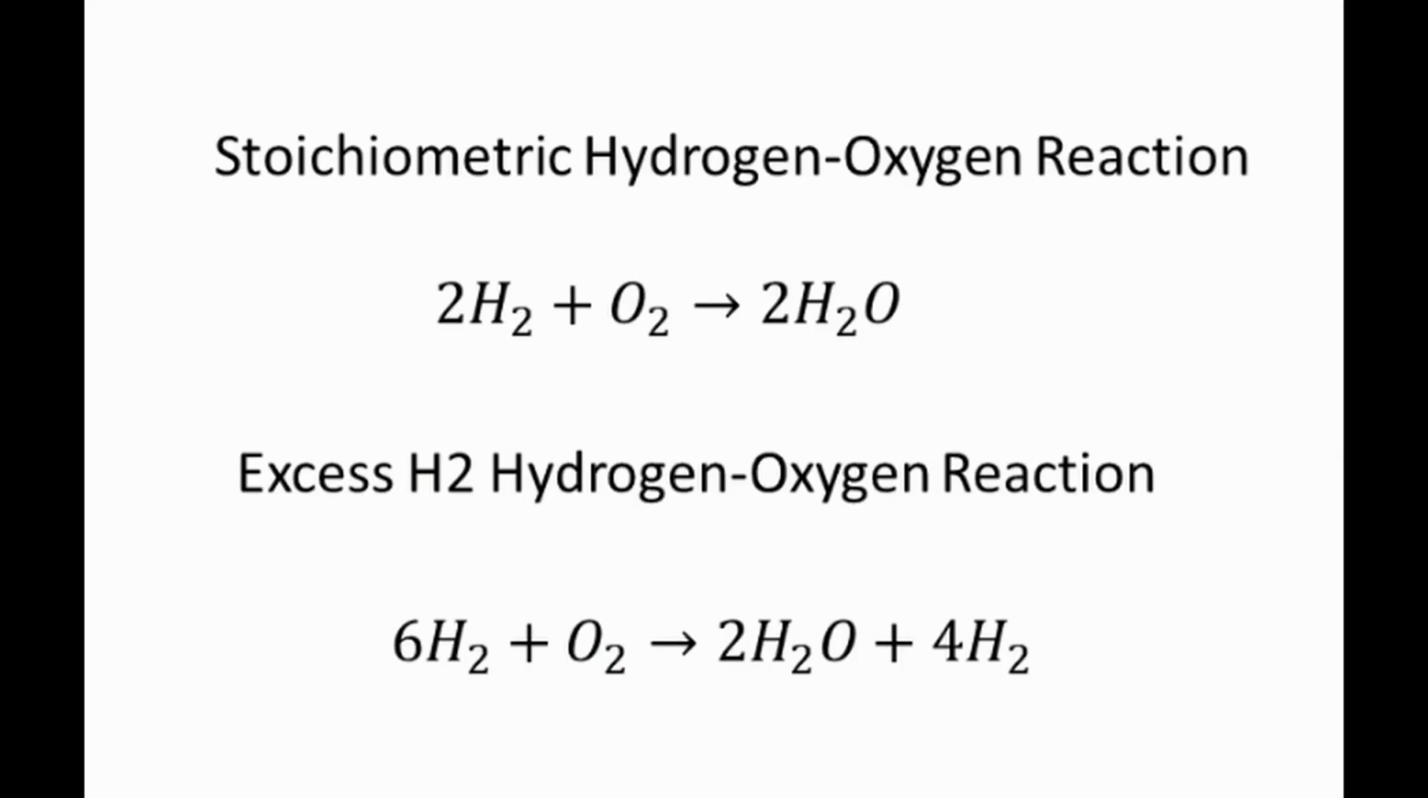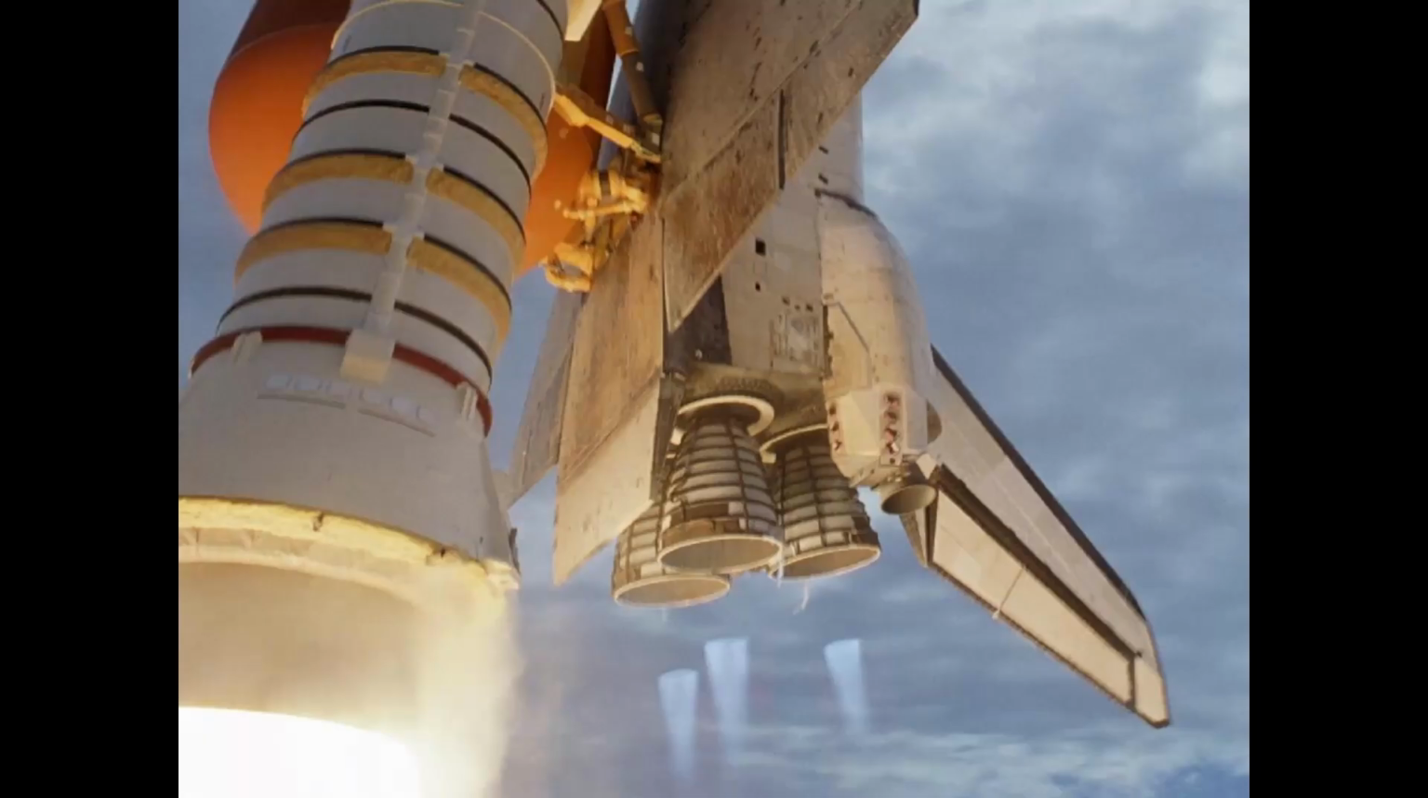The RS-25 fuel-air mix is not the 2 moles of H2 for every 1 mole of O2 as in my example. The RS-25 Space Shuttle main engine fuel mix is more like 6 moles of H2 for every 1 mole of O2. This extra H2 results in excess H2 in the final rocket exhaust.